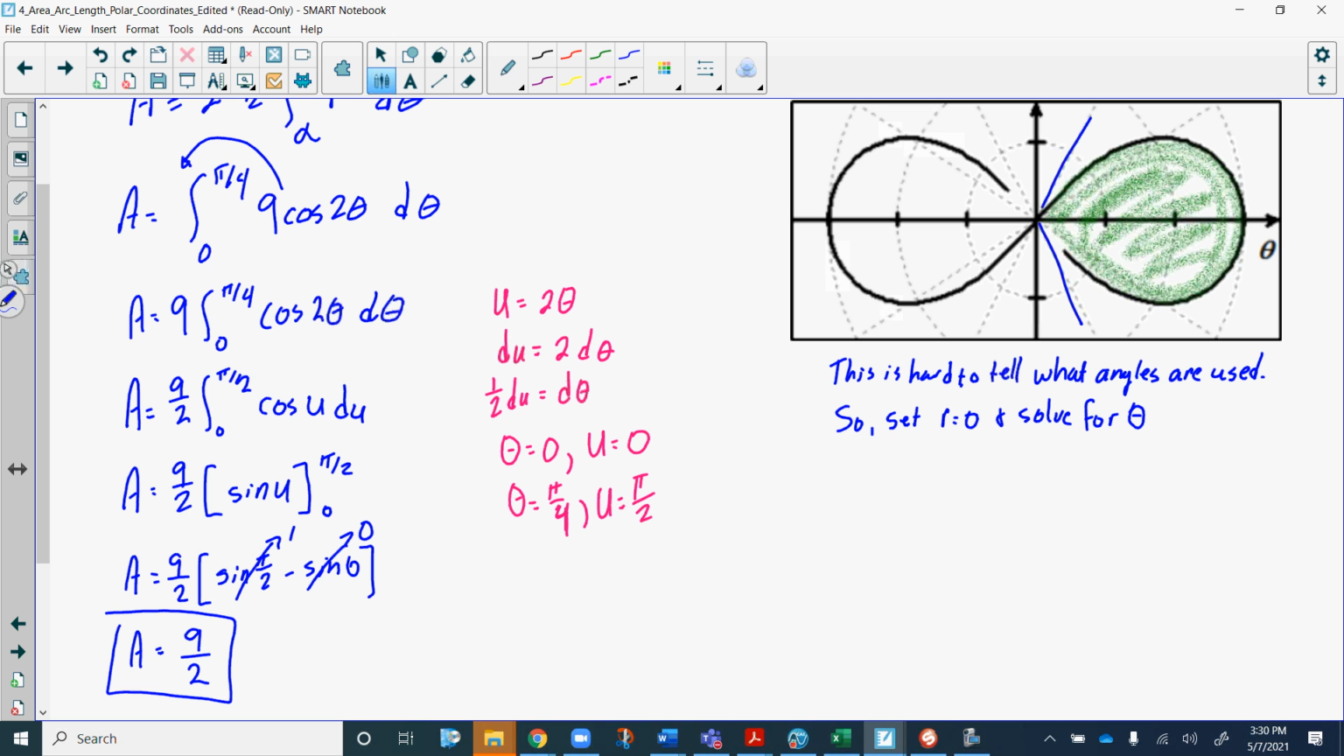And there we go. Remember to find the interval if it's not easy to see on the graph. Substitute 0 for r and then solve for theta to identify your interval. And then once you have your interval, do your best to see how to do the integration. This one wasn't too bad. We didn't have any power reducing things like we saw in the other ones.